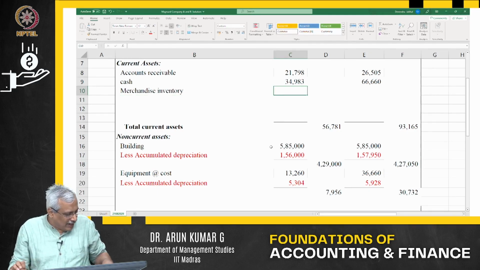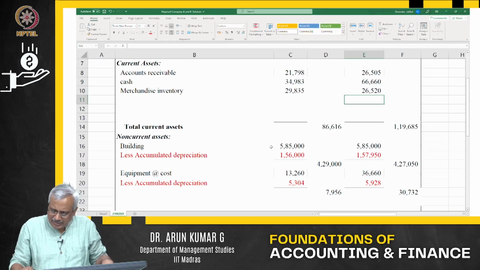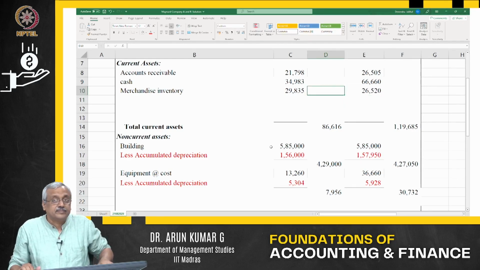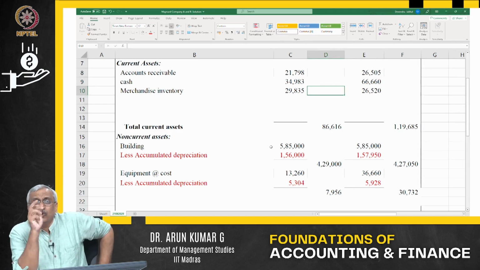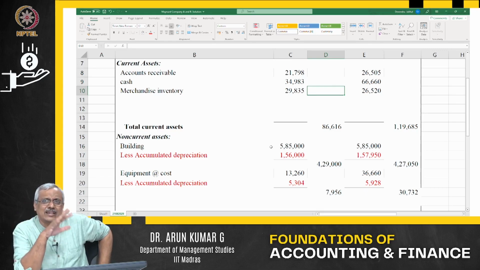Inventory is nothing but a current asset, that is 29,835 and then 26,520. That is all. I am just entering the balances, doing nothing. Notes receivable from Maynard. Sir, it is Maynard's company. Yes, Maynard is different, Maynard's company is different. Please note, entity concept. Maynard is different, Maynard's company is different.